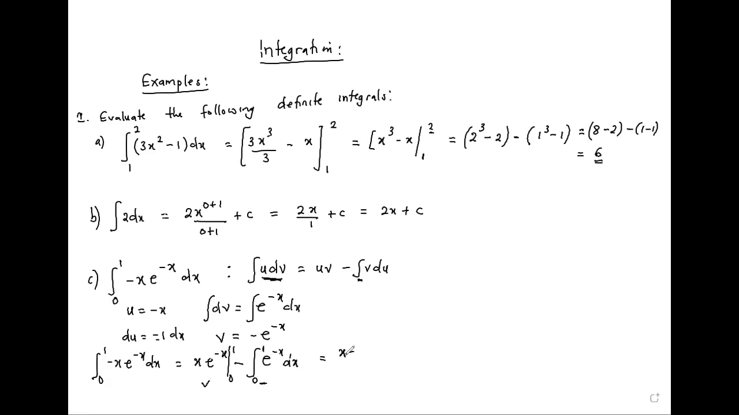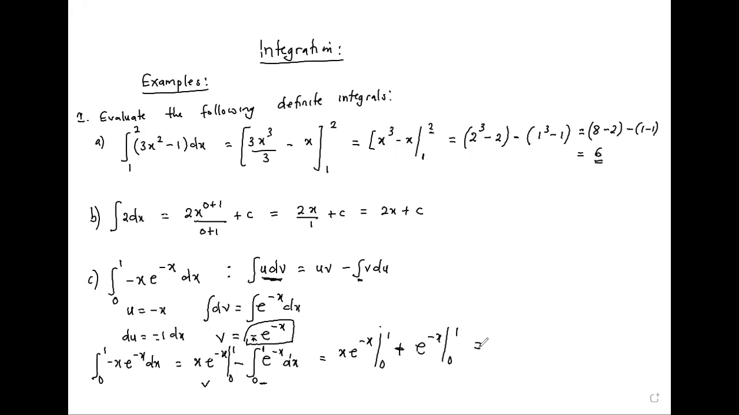So we'll have x e to the negative x running from 0 to 1, minus the integral of e to the power negative x, which we just integrated and got negative e to the power negative x. So this negative by this negative, we'll have a plus here, and then e to the power negative x, again from 0 to 1. Then we substitute.